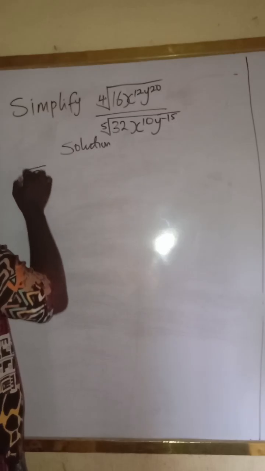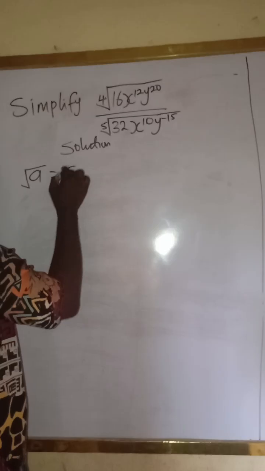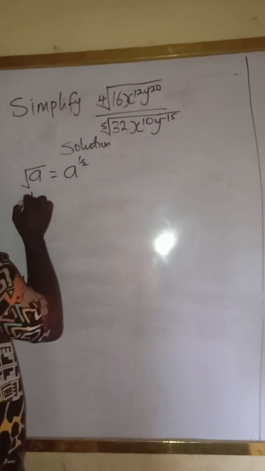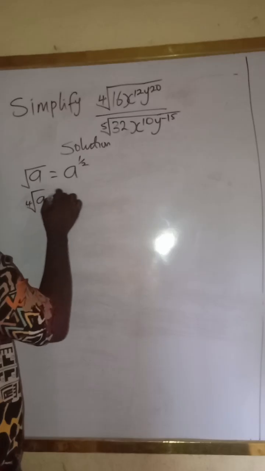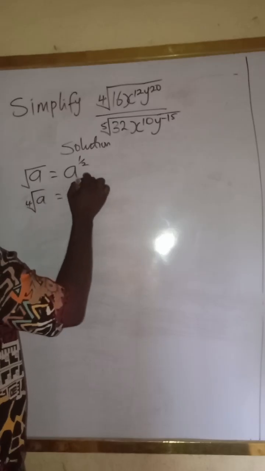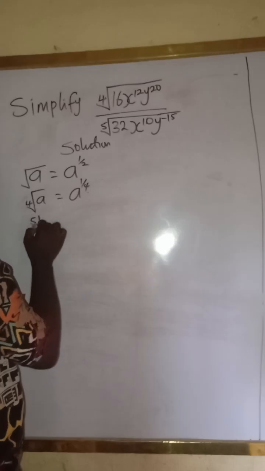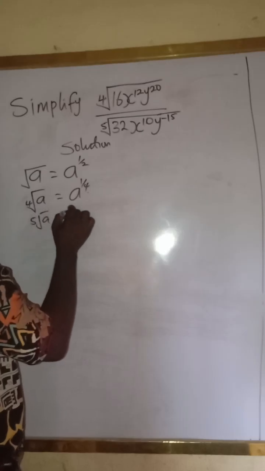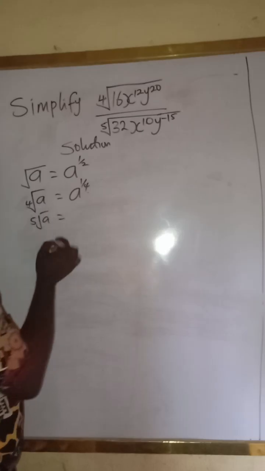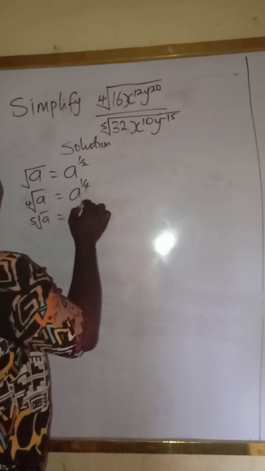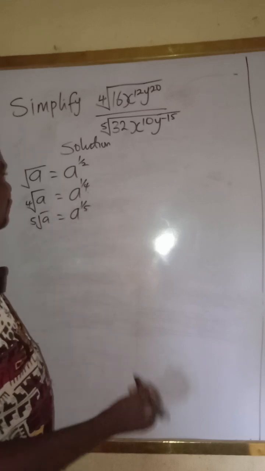the root of a, it is the same as saying a raised to power 1 over 2. So when you have the fourth root of a, it is a raised to power 1 over 4. If you have the fifth root of a, it is a raised to power 1 over 5, and so on and so forth.